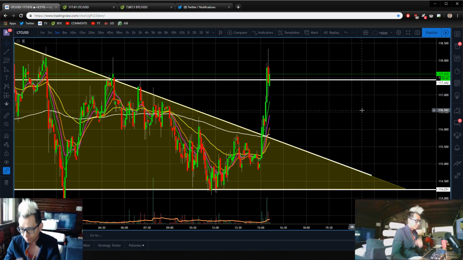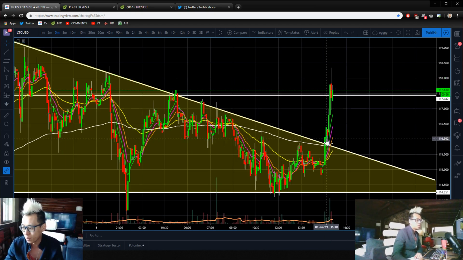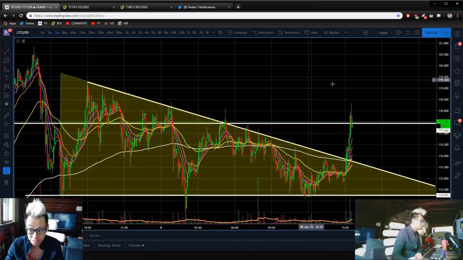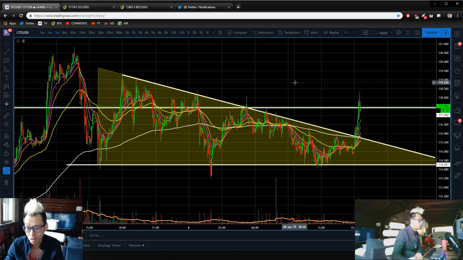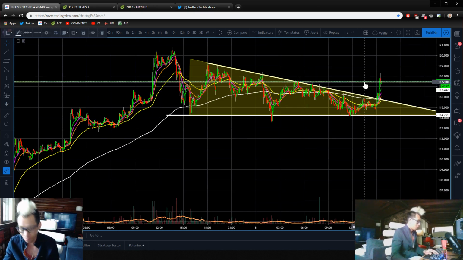So then what ended up happening was it broke out and I bought it on this particular breakout because, well, it's a breakout. And this is definitely not a throwover. So because it broke out, I wanted to buy it.